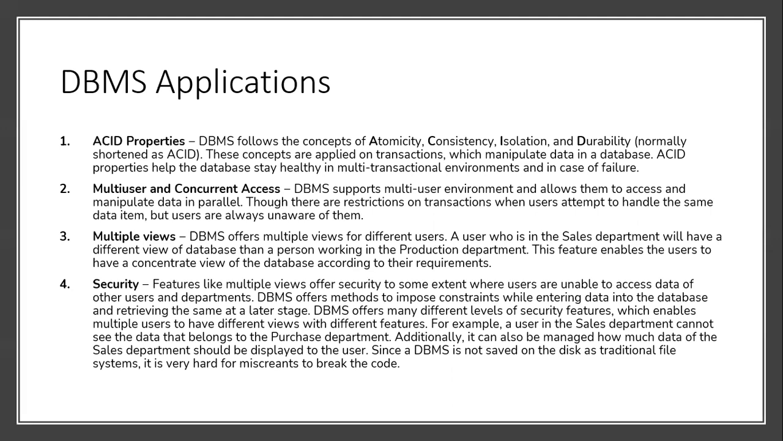For security, features like multiple views offer security to some extent, where users are unable to access data of other users and departments. So DBMS offers methods and imposes constraints while entering data into the database and retrieving the same at a later stage. DBMS also offers many different levels of security controls, which enables multiple users to have different views with different features. For example, a user in the sales department cannot see the data that belongs to the purchase department. Additionally, it can also be managed how data on the sales department should be displayed to the user. Since a DBMS is not saved on the disk as a traditional file system, it is very hard for miscreants to break the code.